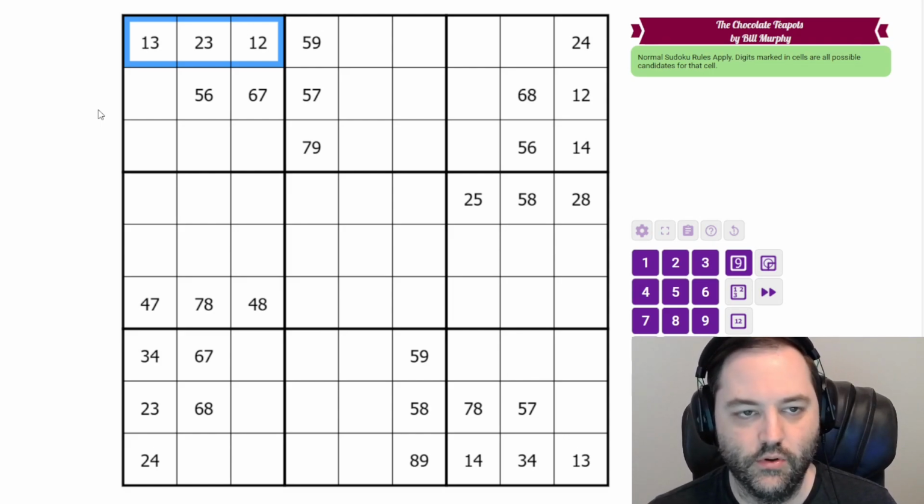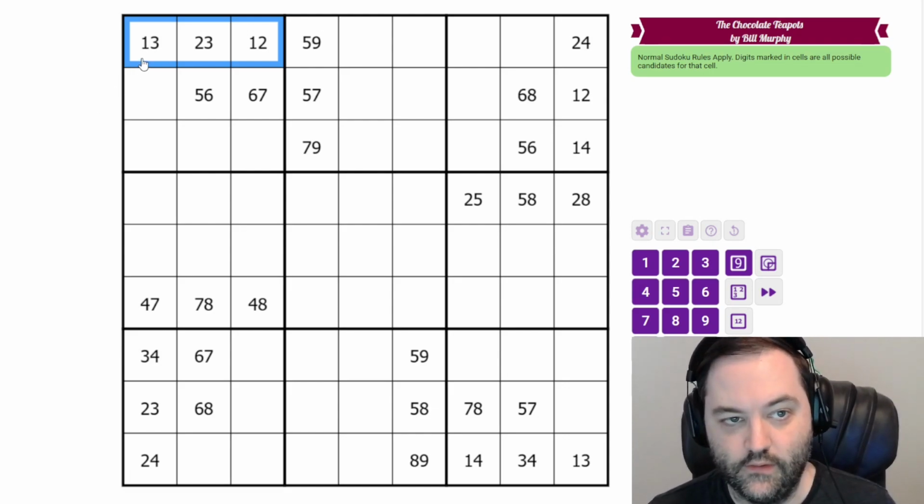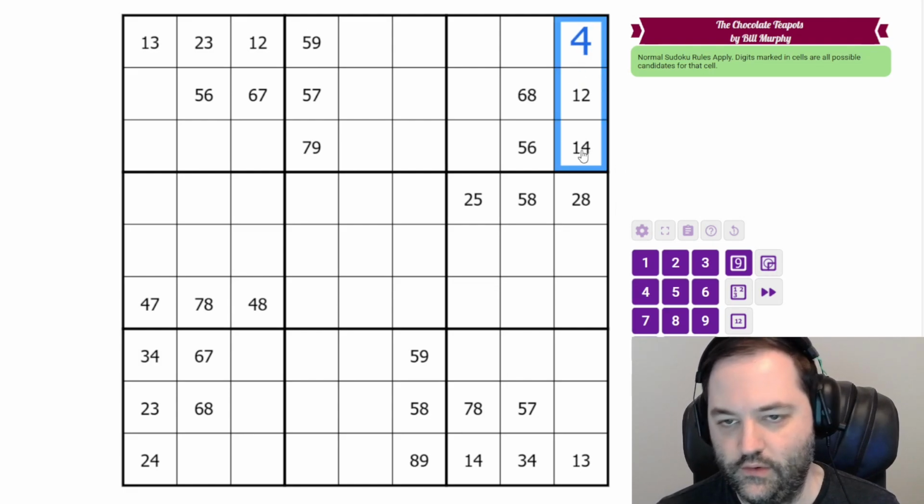By naked triple, I mean we have 3 digits in 3 cells, and those cells can only contain those. They can't contain anything else. So what that tells us is 1, 2, and 3 are in these cells in some order. We could have 1, 2, 3, or we could have 3, 2, 1. But either way, all 3 of those digits are here. They're not here. So this is not a 2. That gives us a 4 there. And that 4 is going to resolve this chocolate teapot.